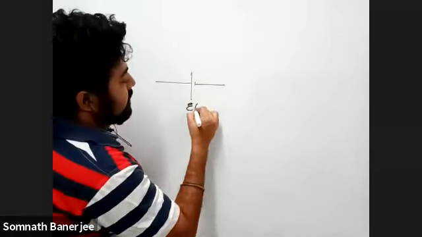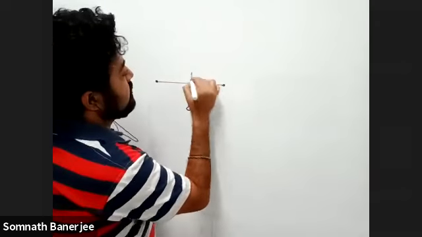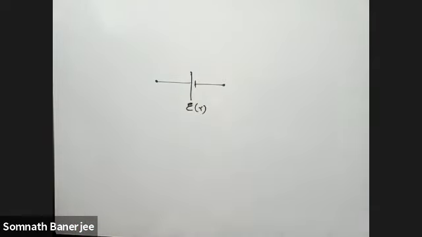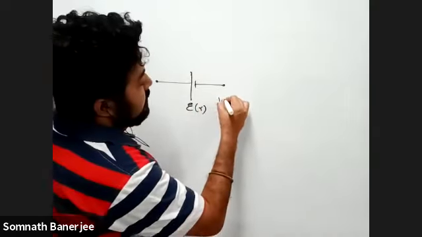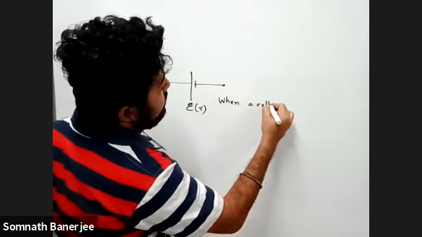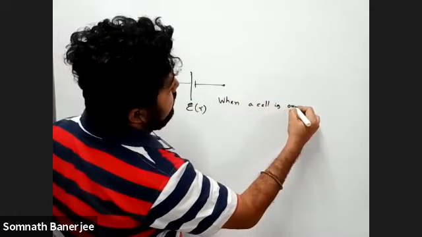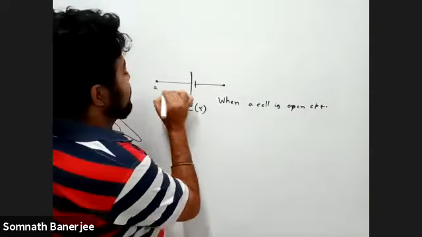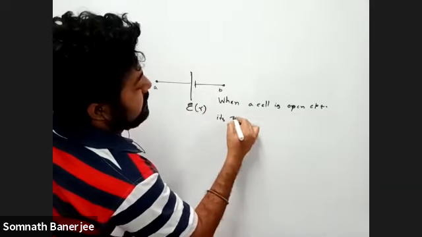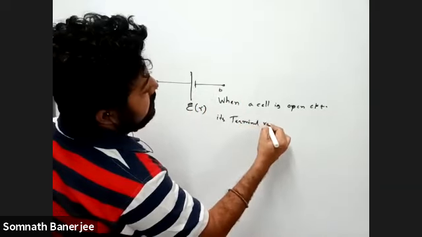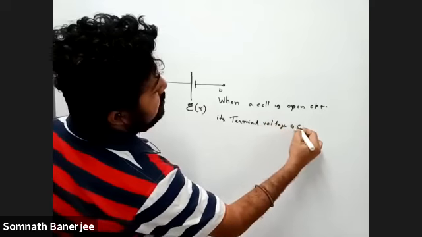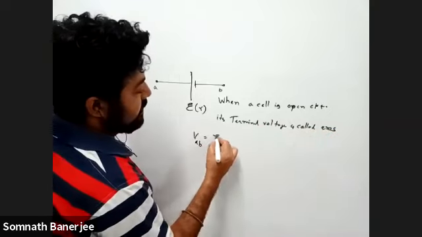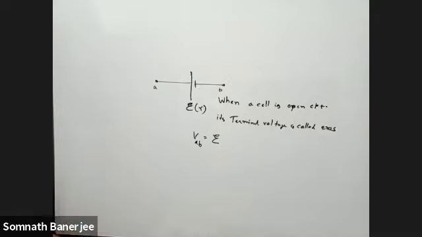let this one be the EMF. This is the internal resistance. These are the 2 points. This is the EMF of the cell. So when a cell is open circuit, its terminal voltage is called EMF. That means V of AB is equal to E, when the cell is open circuit.